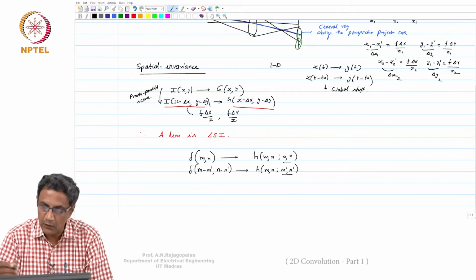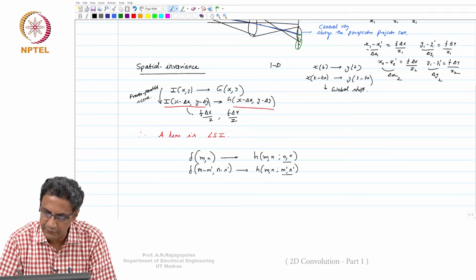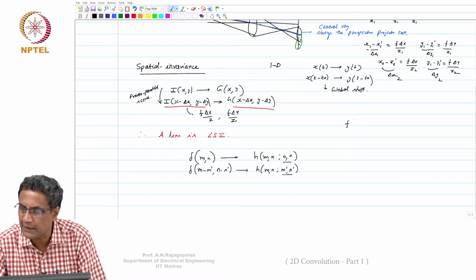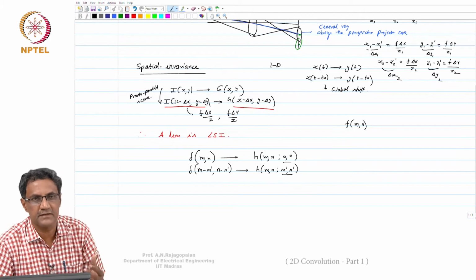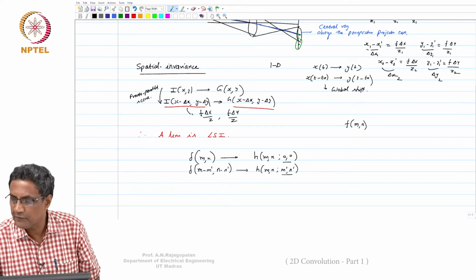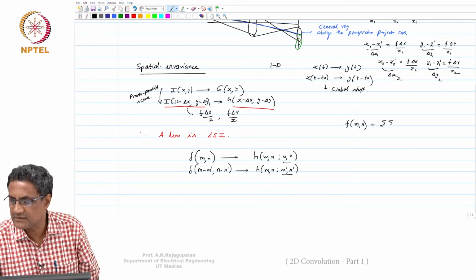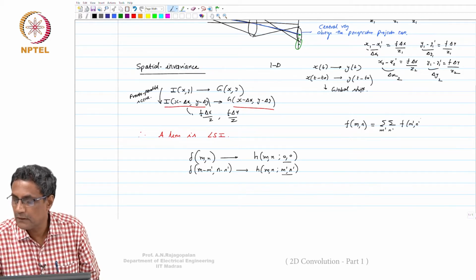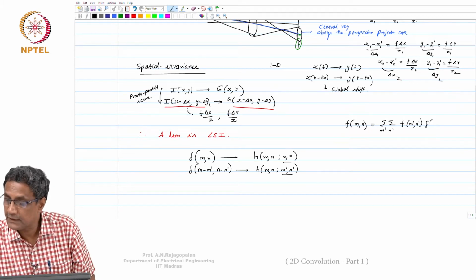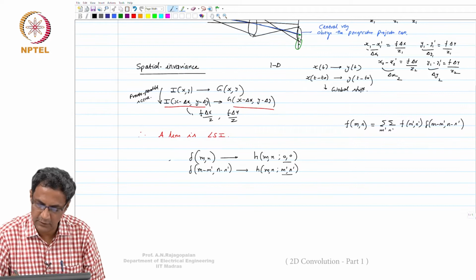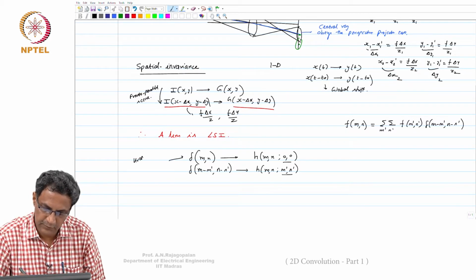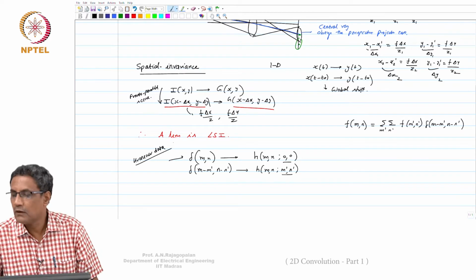Now, in general, if you look at any f of m comma n, why do we talk about impulses? Because any signal can be represented as scaled and shifted versions of impulses. So, f of m n, we can write this as a double sum over m prime n prime, f of m prime n prime, and then delta of m minus m prime, n minus n prime. Now, let me just mention that this is a Kronecker delta, because we are looking at a discrete case. So, you can see this, no?